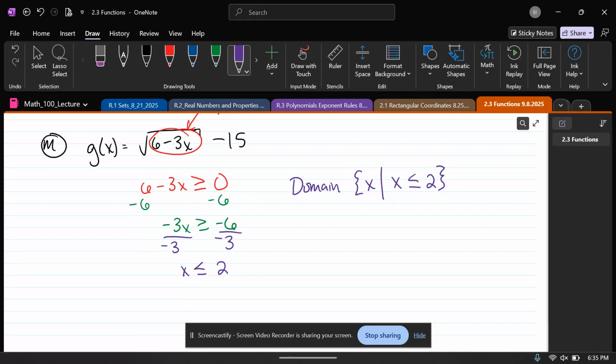Interval notation for that. So you got to know how to read this. This says all the x's that are less than or equal to 2. So where are we starting? Negative infinity. And where are we stopping? 2. Is 2 included? Yes. Equal to mark. That's how we know it's included. So it's a bracket on there.